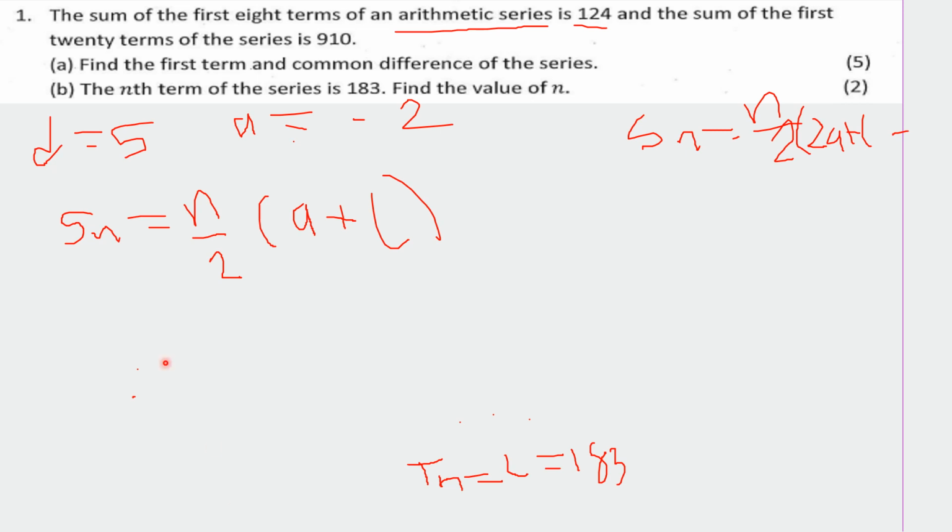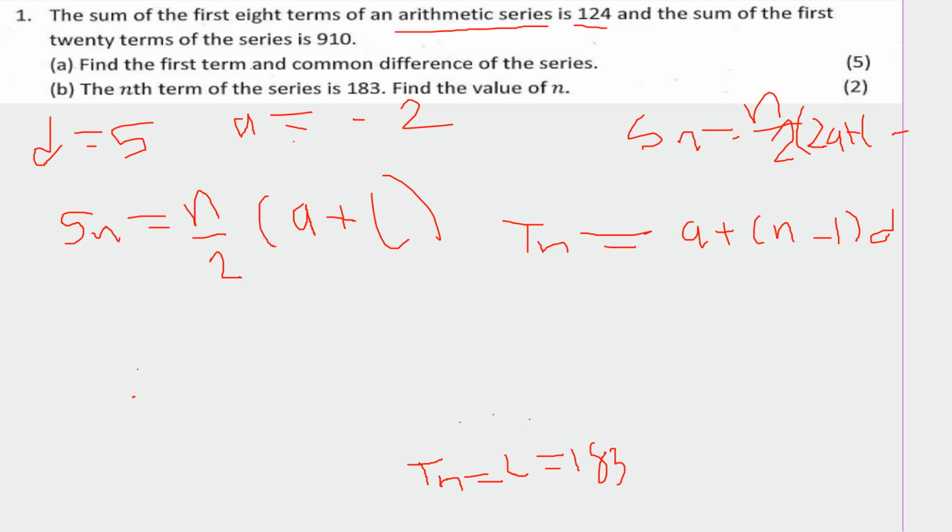Okay, so now that we have this equation of ours, remember this equation actually represents the sum of the series. But if you read the question carefully, it says that the nth term of the sequence is 183, not the sum. It's the nth term, which is the last term, which is Tn. So we have already represented the Tn here. So basically, we know now the equation that we're going to use is this one of Tn, so that we can find the value of n. It is going to be a plus n minus 1 multiplied by d.